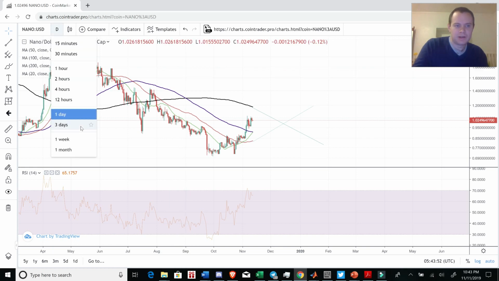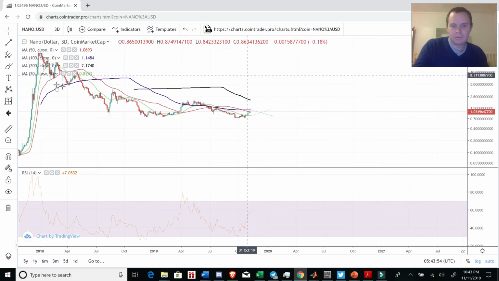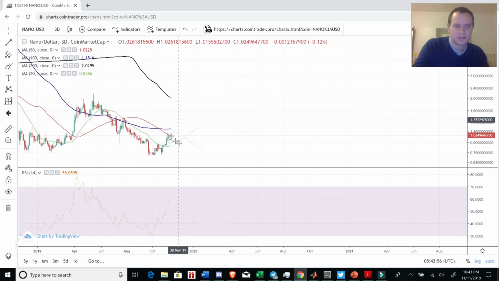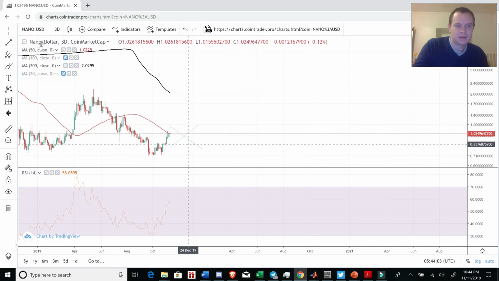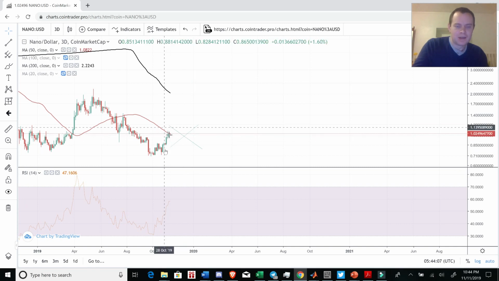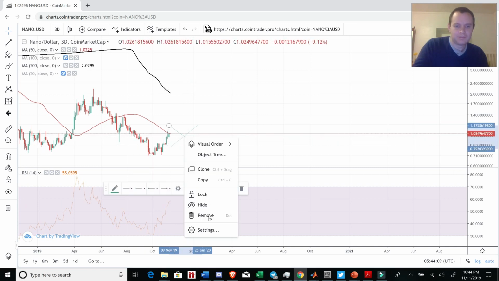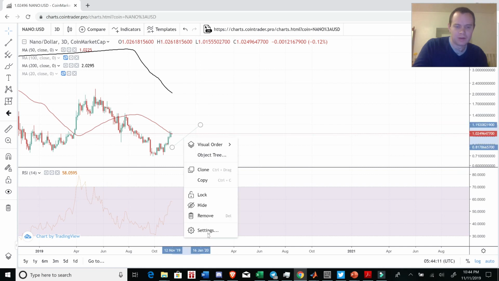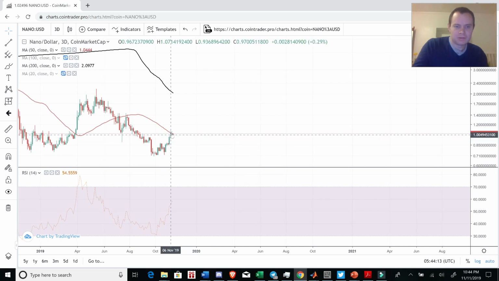Let's look at the 3-day and see if it's anything interesting. Okay, so there it is. It looks like we're right at the 50 on the 3-day. We kind of went right up to that, and we're trying to break that region. So we'll keep an eye. I don't know if we're going to break it right now or not.